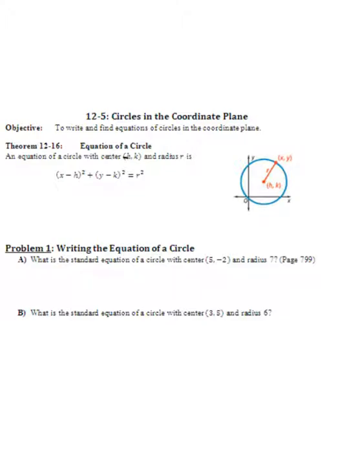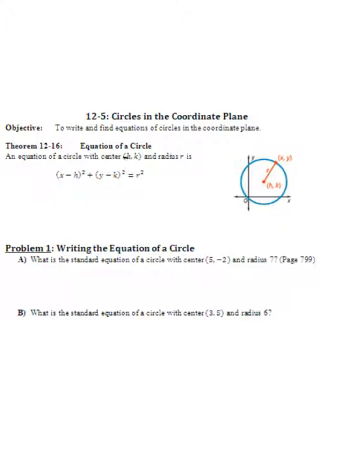Now the one thing to keep in mind with this is these minus signs. Whatever the sign is in the center, in the equation it's going to be the opposite. So if it's a positive 2 in the center, it's going to be a minus 2 in the equation. Same thing if it's a minus 3 in the center, it's going to be a plus 3 in the equation.